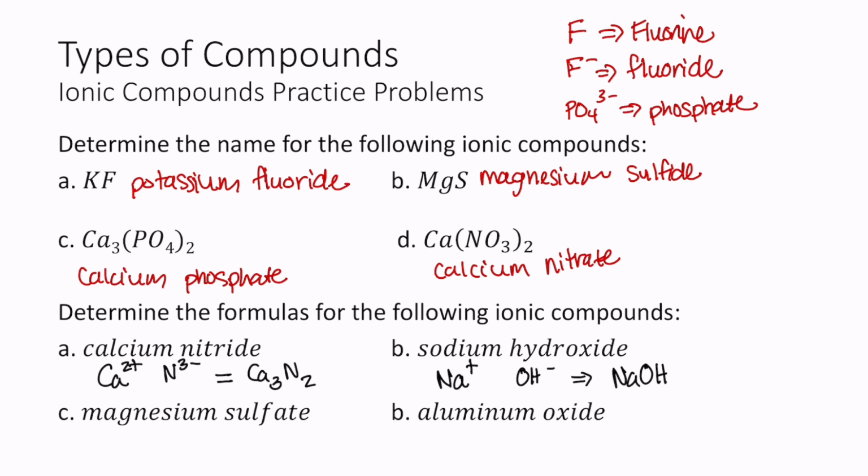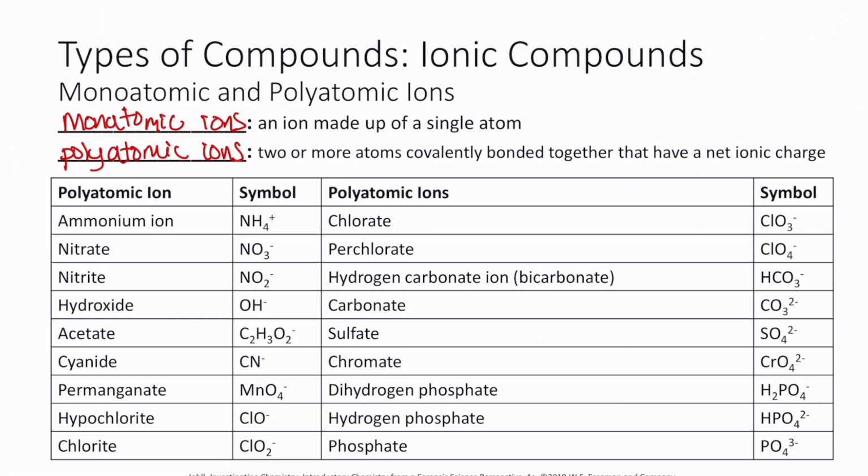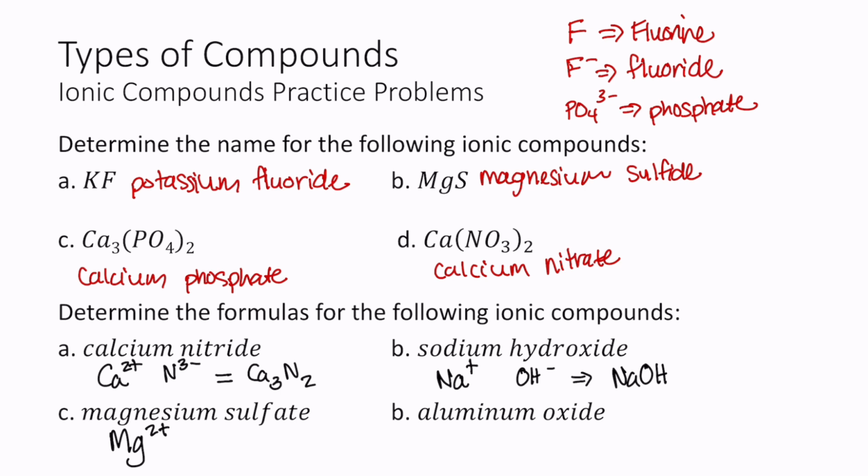All right, let's look at this next one. We have magnesium. Magnesium is in group 2. It's going to have a 2 plus charge. Sulfate. This has an ending in ate, so I know that it cannot be a monatomic ion. So I can go to my polyatomic ion table and I can find sulfate. And here is the formula for sulfate, SO4 2 minus.